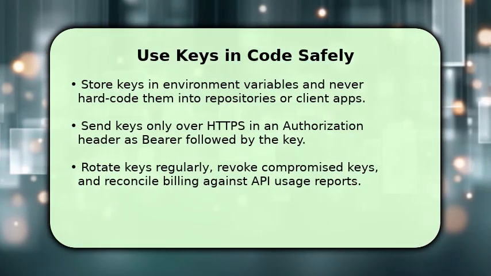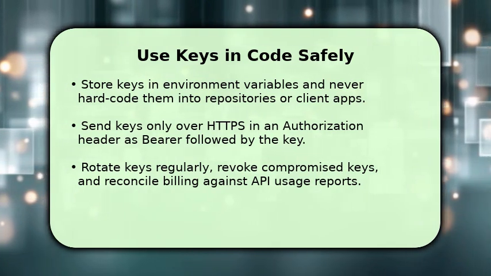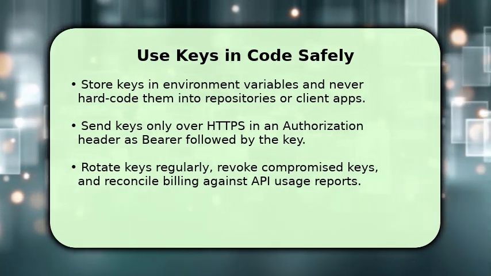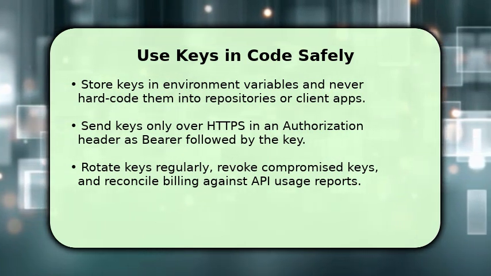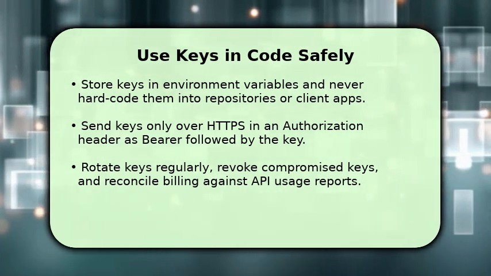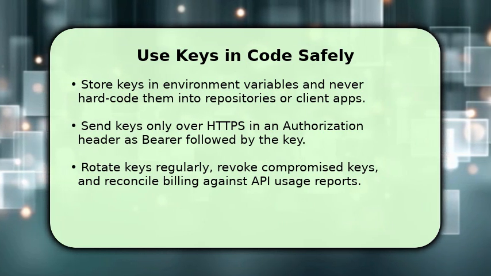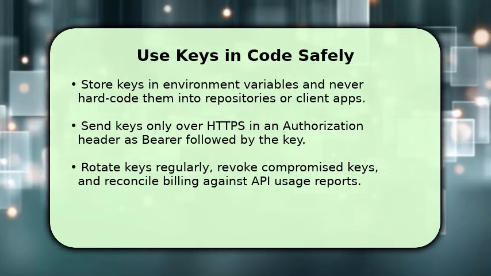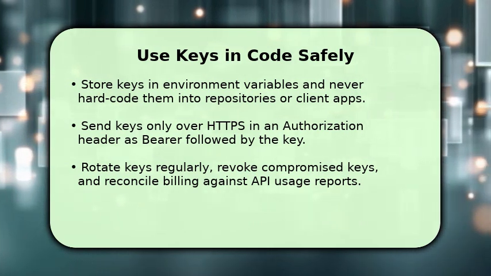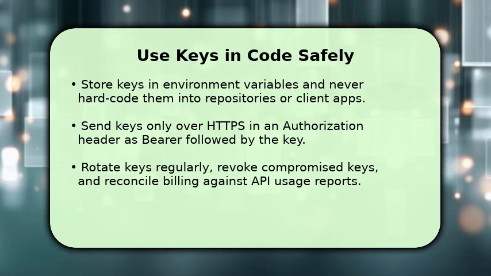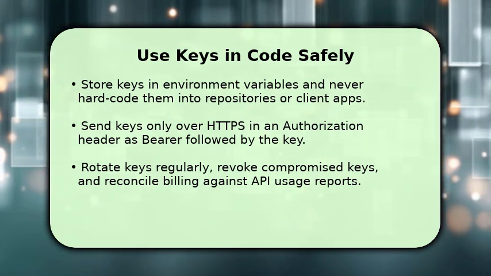Store keys in environment variables and never hard code them into repositories or client apps. Send keys only over HTTPS in an authorization header as bearer followed by the key. Use backend proxying to keep keys off mobile and browser clients where possible. Rotate keys regularly, revoke compromised keys, and reconcile billing against API usage reports.